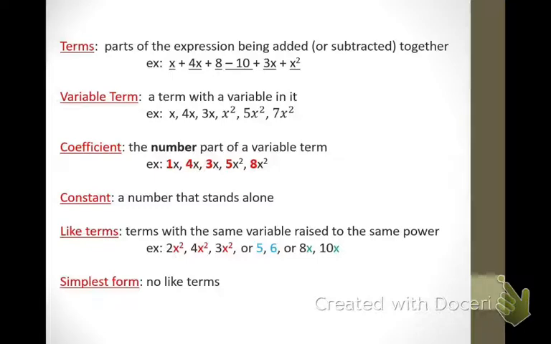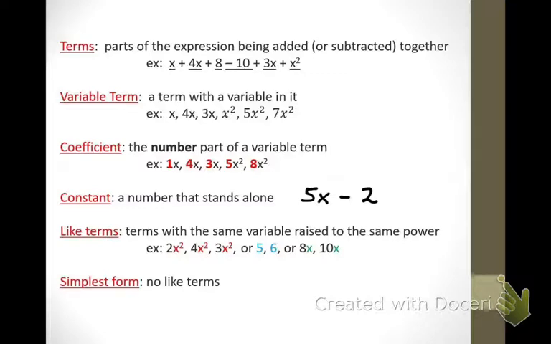Next word is constant. Read to me what a constant is. A number that stands alone. All right. So if I had something that says 5x plus 2, we know and understand that's my variable term. What's the number that's standing by itself? 2. Now let's imagine instead that it said minus 2. What's my number that stands alone? Not just 2. Negative 2. Very good.